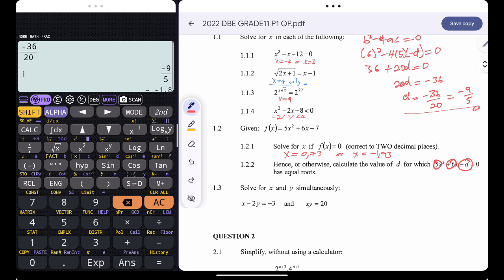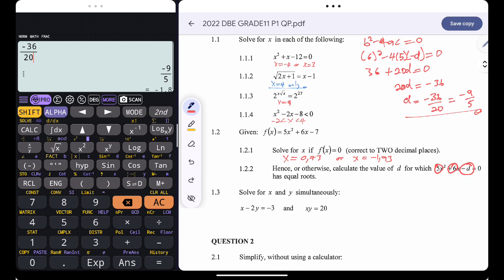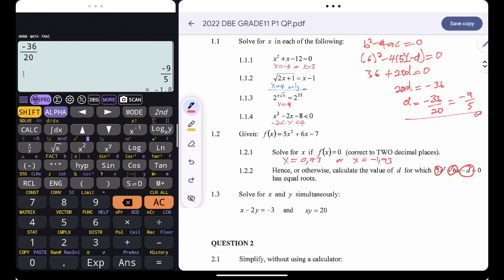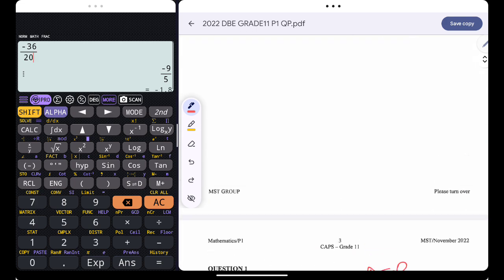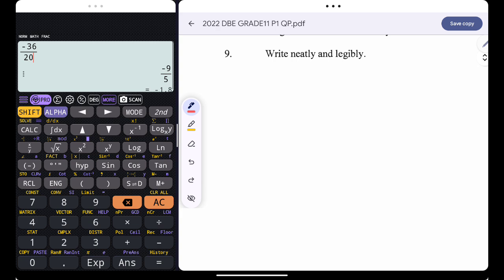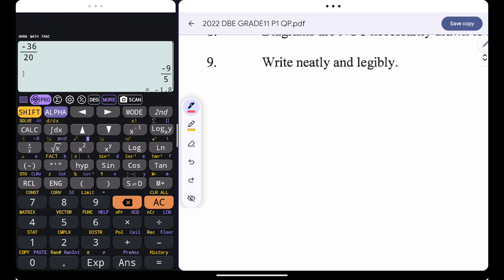Then 1.3, I'm supposed to solve x and y simultaneously. I have x minus 2y is equal to negative 3 and xy is 20. That's the first equation, and the second equation, xy is equal to 20. That's equation 2. Obviously, I'm supposed to solve for one unknown first and then solve for the other unknown.